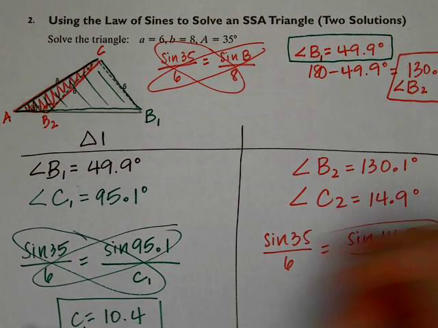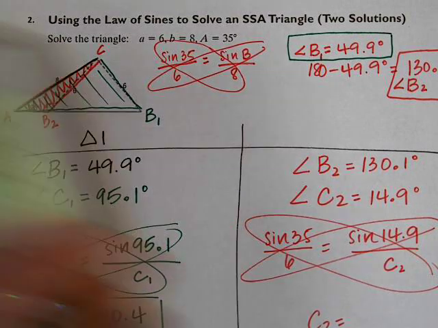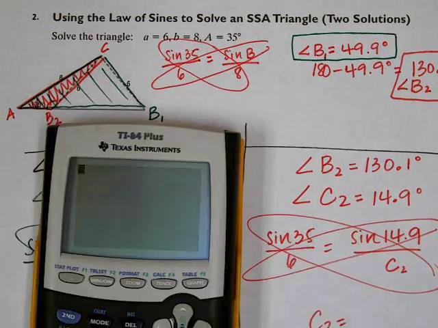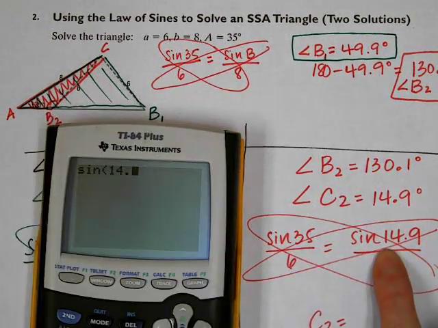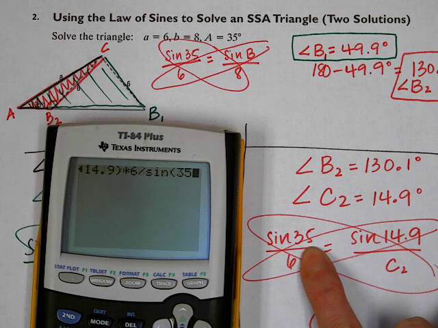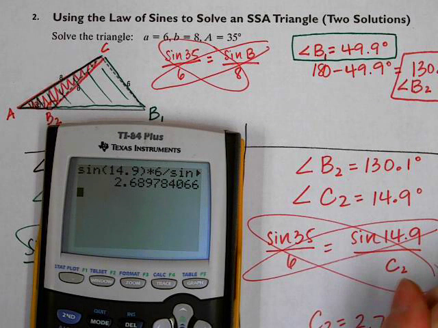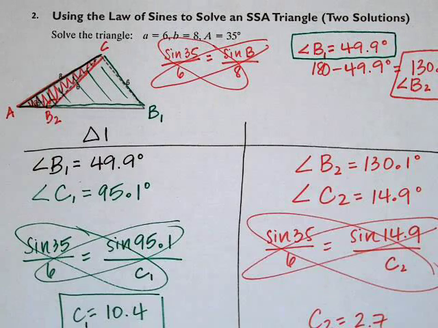So cross multiply and divide, and I think we have C2. So sine of 14.9 times 6 divided by sine of 35. And that's about 2.7. And then I think that's all we need.